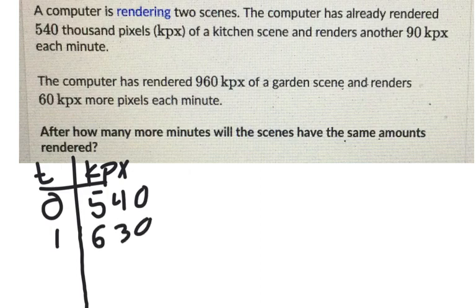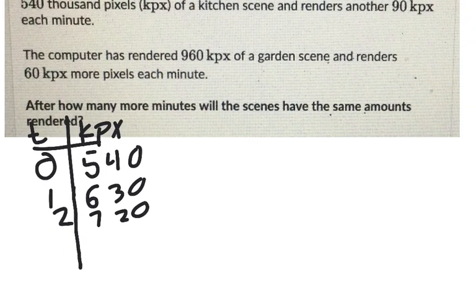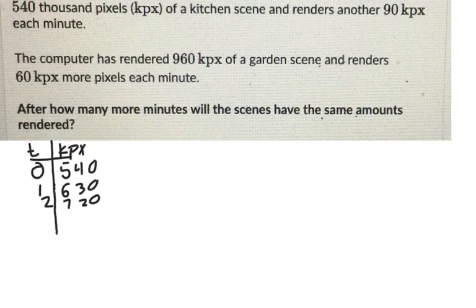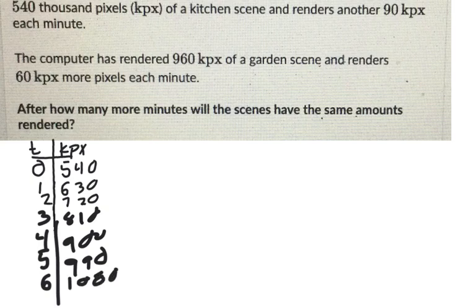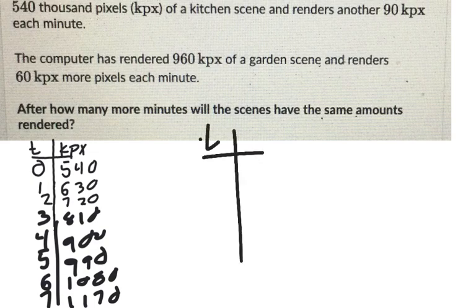So it'd be at 630. At 2, it's going to be at 720. Again, I'm just kind of thinking through here. At 3, it's going to be at 810. At 4, it's at 900. At 5, it's at 990. At 6, it's at 1080. At 7, it's 1170. And I may need more. We'll go back and visit that as we get there.